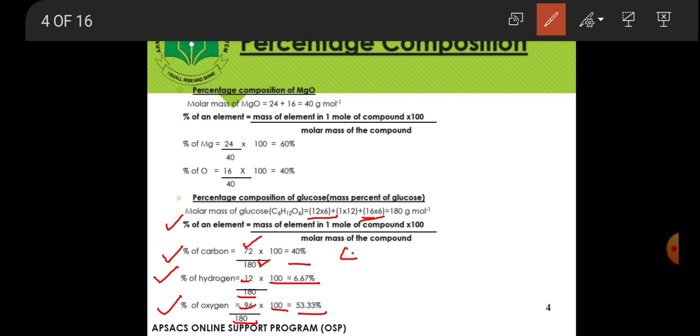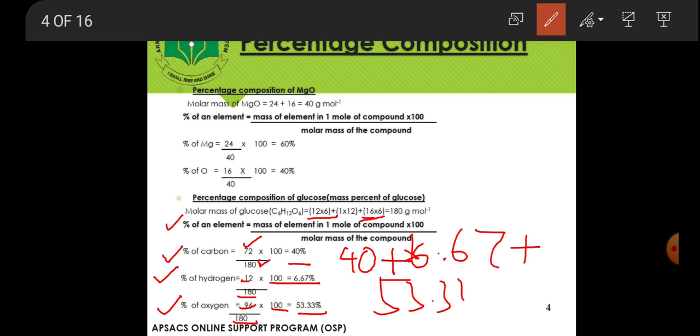Students, when you add these percentages together, that is 40 plus 6.67 plus 53.33, the answer will be 100%. I hope, students, this topic is clear to you.